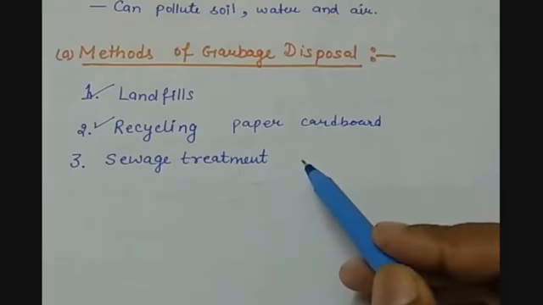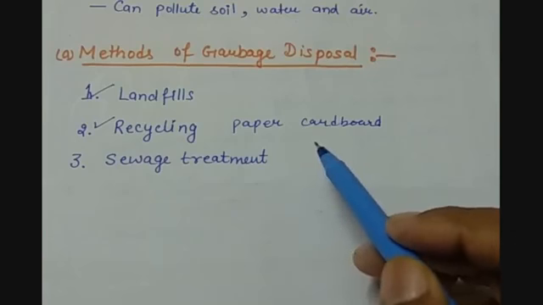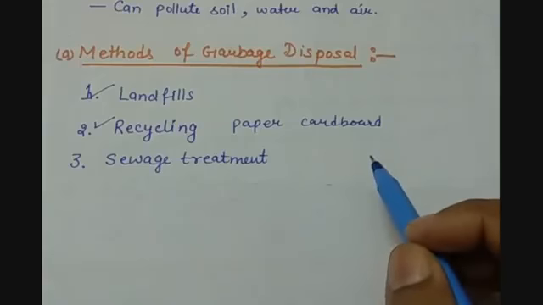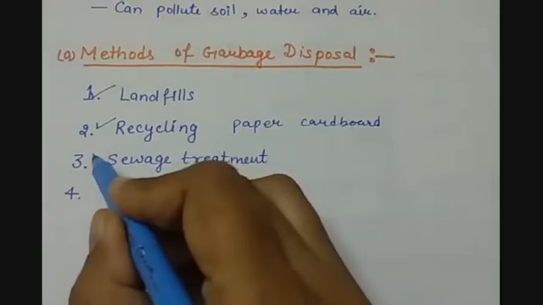If this sewage is being transferred to the water bodies directly, then it can pollute them. So sewage is treated to clean the water, and then this clean water is discharged into the rivers or water bodies. So third is done.